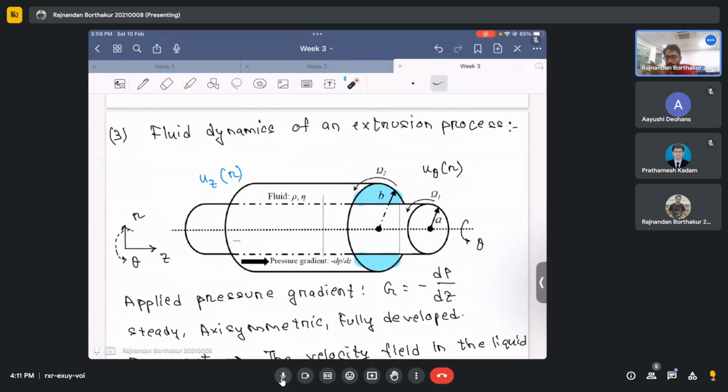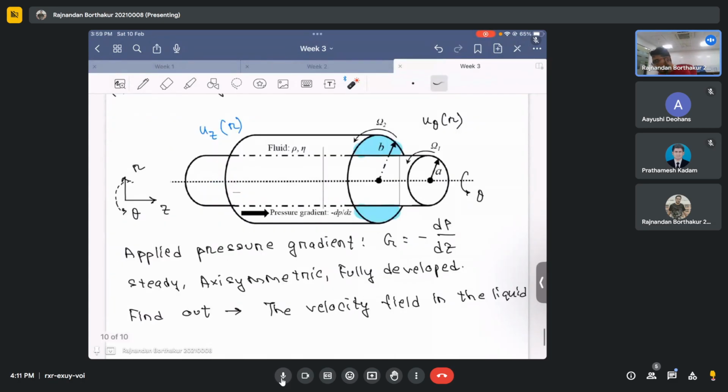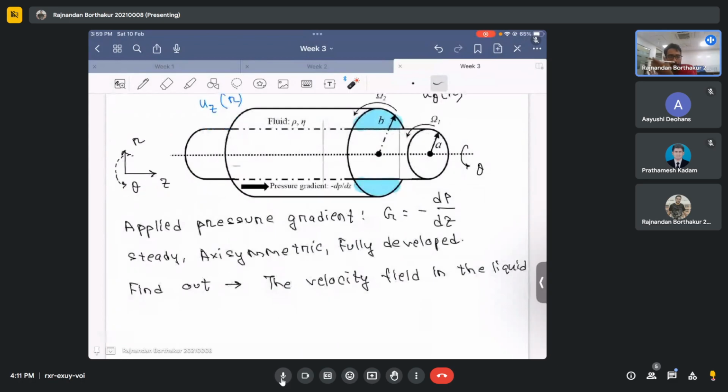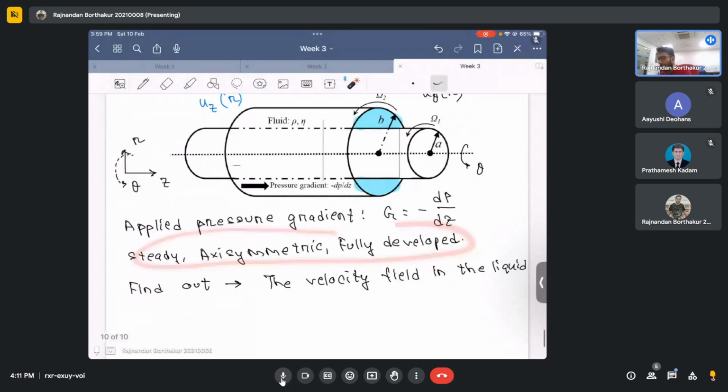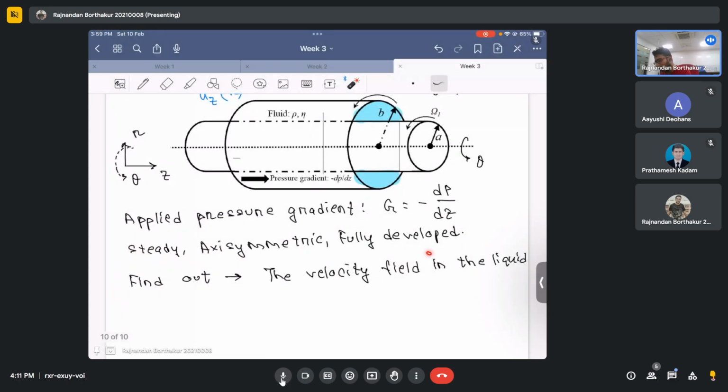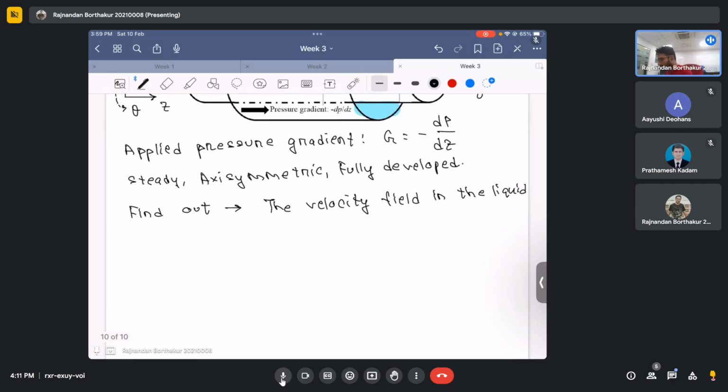Okay, but in order to have analytical solutions to this, I'm assuming that the flow is steady, it is axisymmetric, and it is fully developed. I'll ask you what axisymmetric basically means. This is the assumption that I have given to you, and then our objective again is to find out the velocity field in the liquid. Okay, so let's get started with this problem.